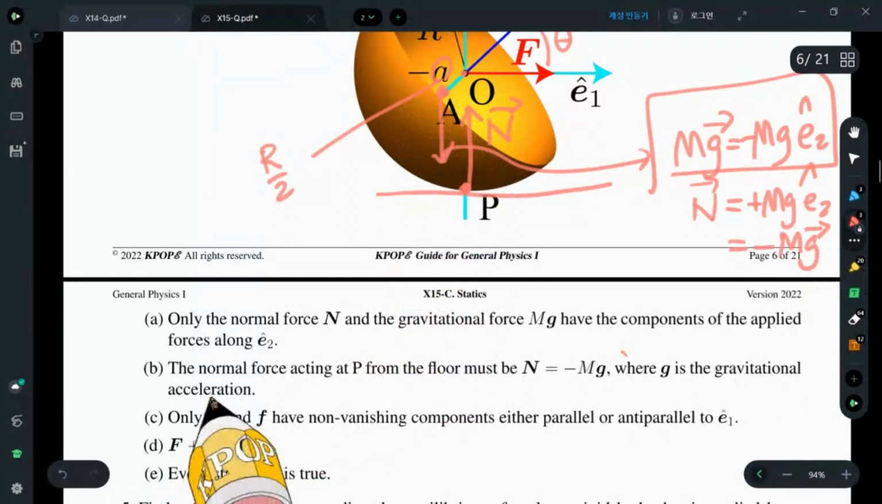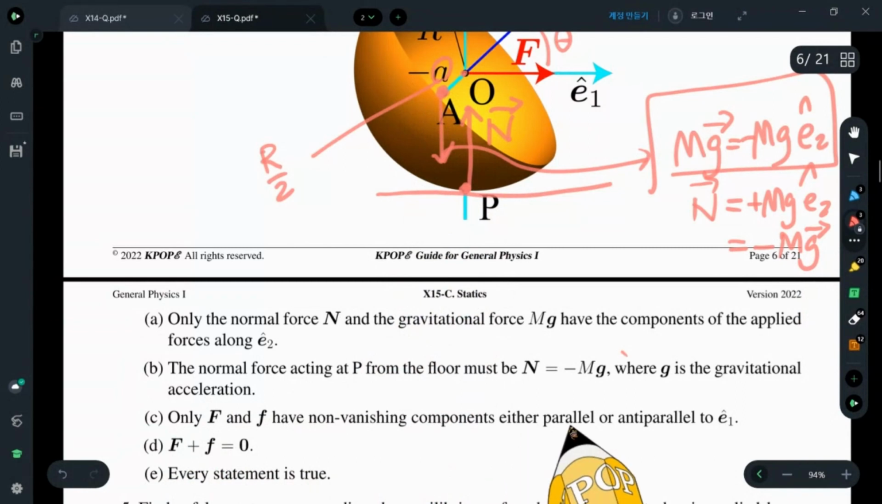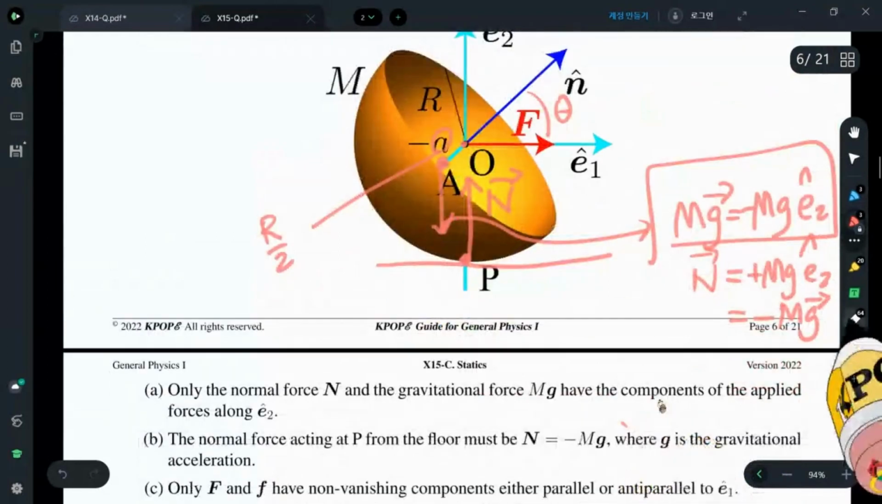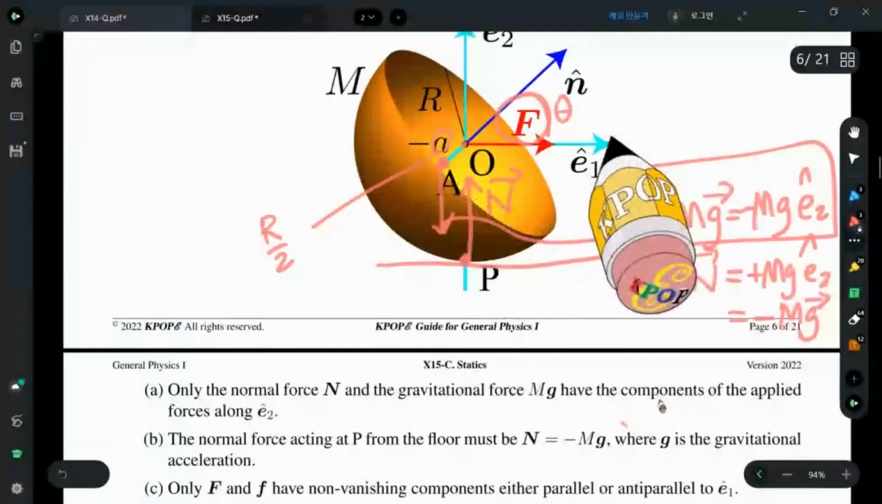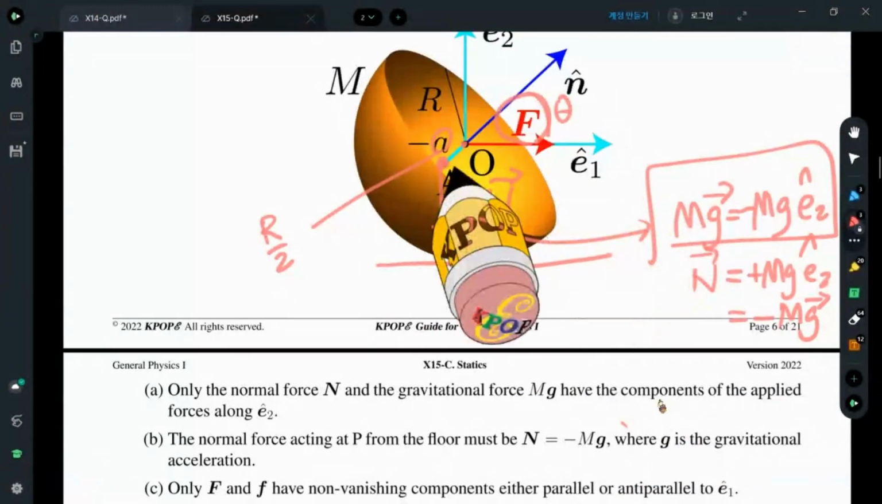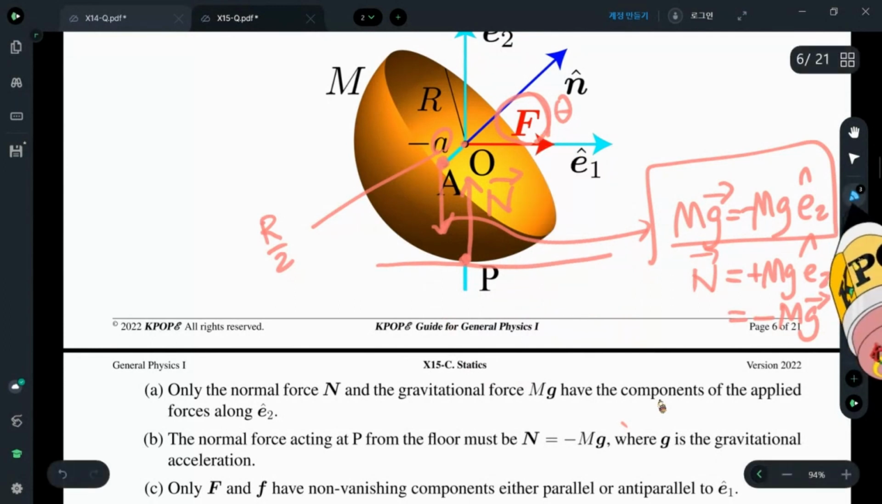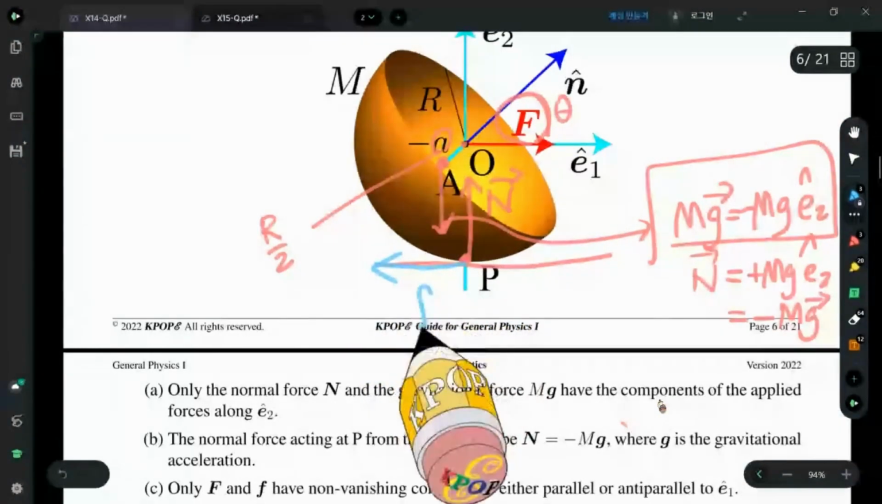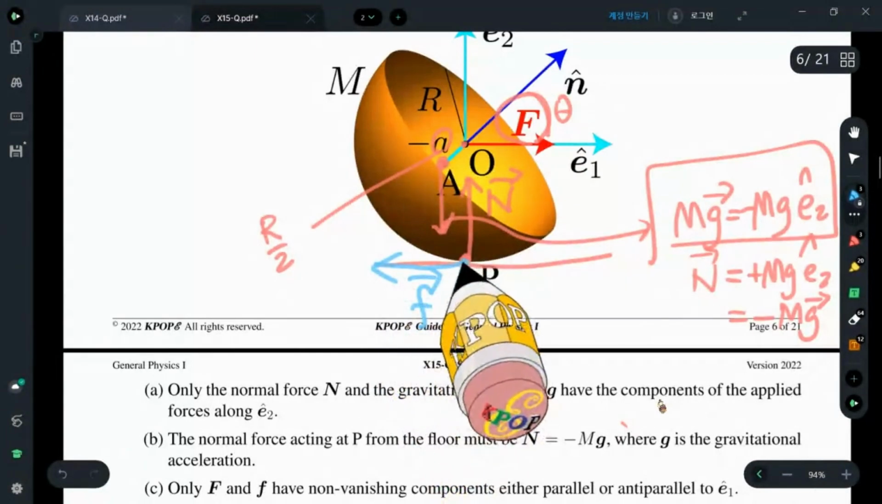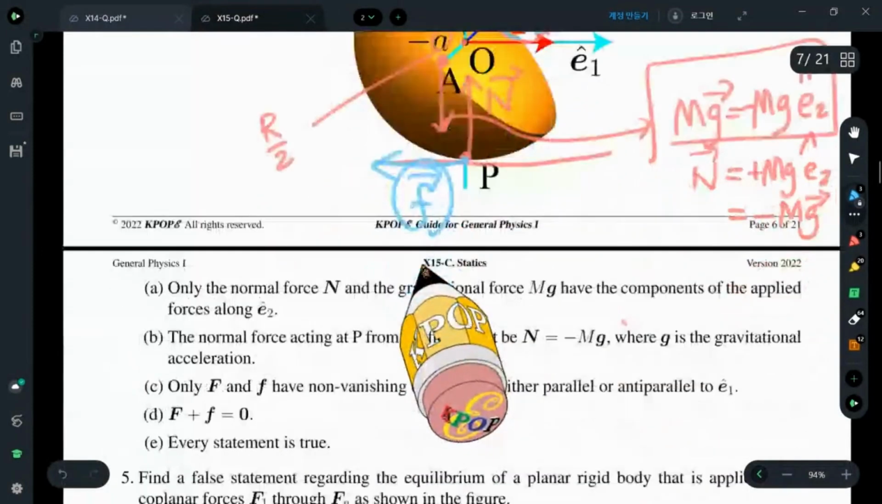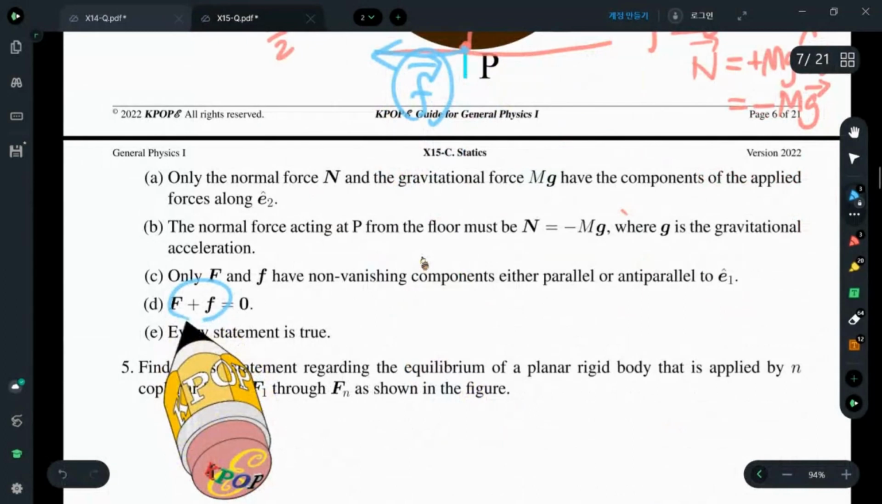Only capital F and small f have non-vanishing components either parallel or anti-parallel to E1. Aha, there is a force along the horizontal direction, and there is no other force to cancel it. Can you find it? The only way is the static frictional force on the bottom, which must cancel this external force capital F. Therefore, the sum must vanish.